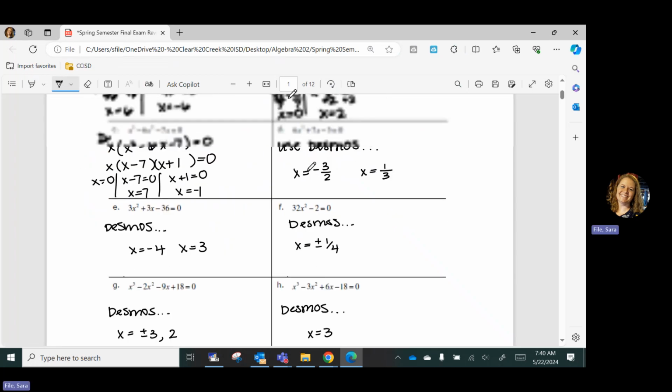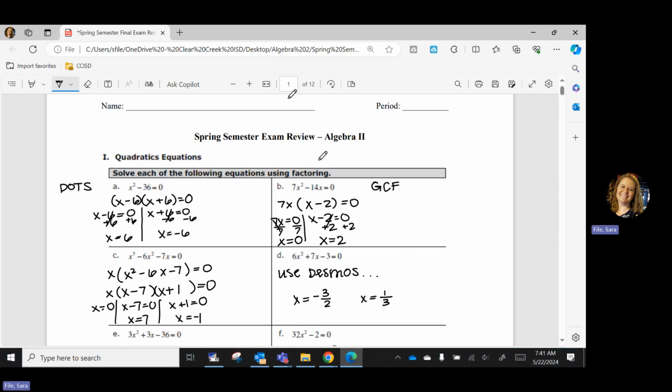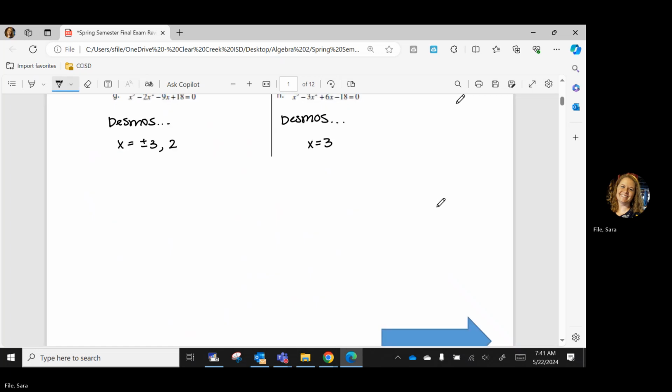Do y'all feel confident in using Desmos to find solutions? Okay, you're just looking for x-intercepts. Okay, I'm going to write that up here. When you're solving, you are finding the x-intercepts. So you can do that by looking at the graph, or you can do it algebraically.